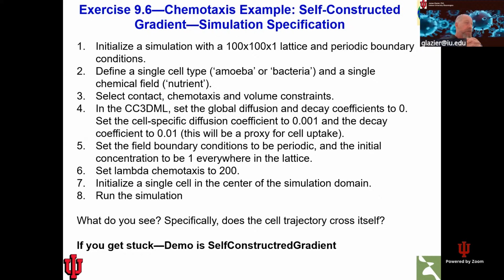And see what happens. So what do you have to change? The only things you have to change are in the chemical field: set the global diffusion and decay constants to 0, and the cell diffusion and decay constants to 0.001 and 0.01. And make sure that the boundaries are periodic in both directions. And the initial concentration will make 1. We'll make a uniform concentration.